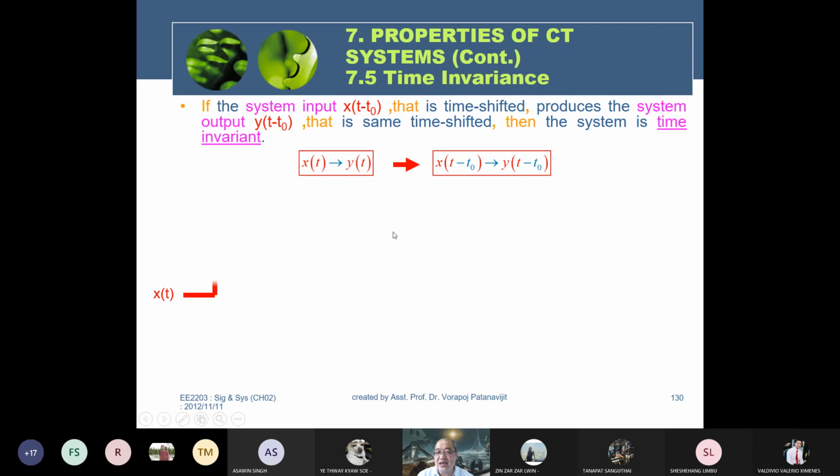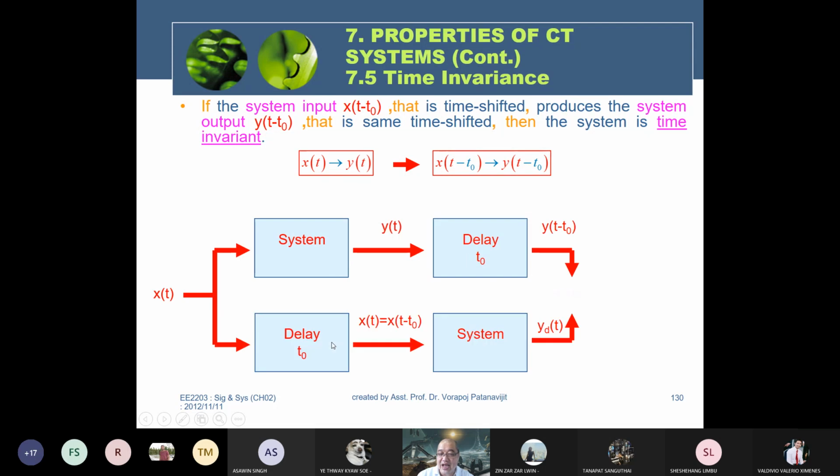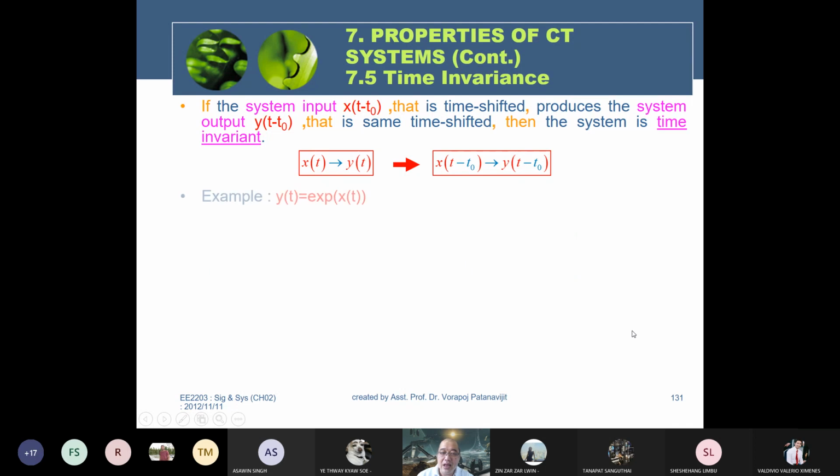We can check time invariance by processing the system first and shifting later, or delaying first and processing later. If the results are equal, identical, you can conclude that the system is time invariant. Otherwise, the system is time varying.